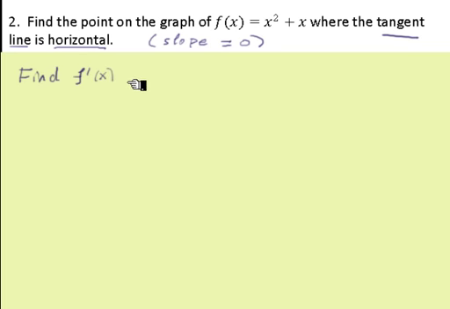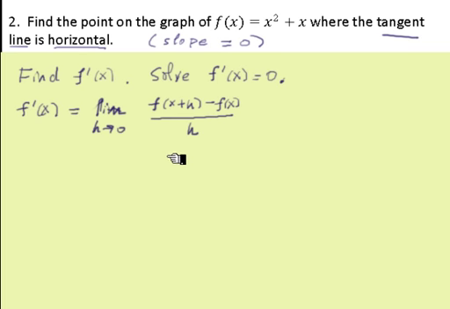And then we're going to solve f prime of x equals 0, and that'll give us the x value where the tangent line is horizontal. So let's start by finding f prime of x. We'll use the definition: f prime of x is equal to the limit. Okay, here's the definition. Let's first figure out f of x plus h.